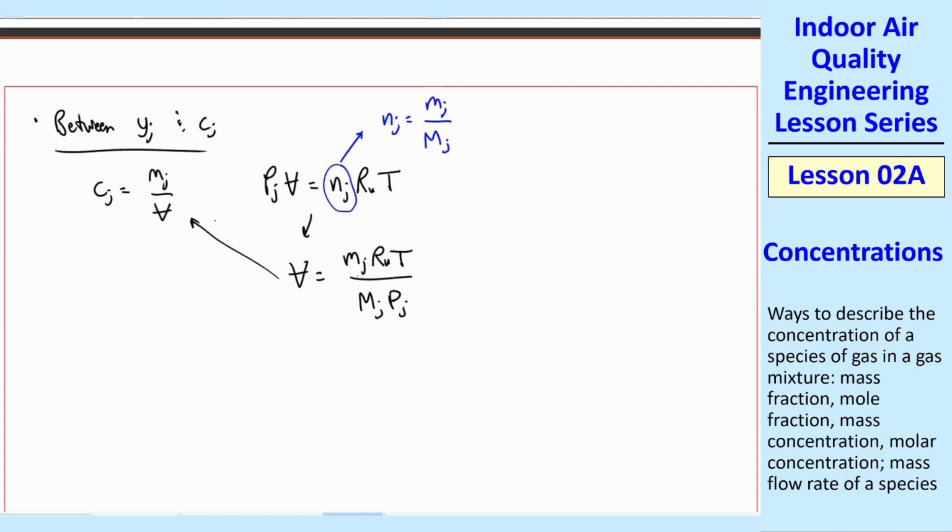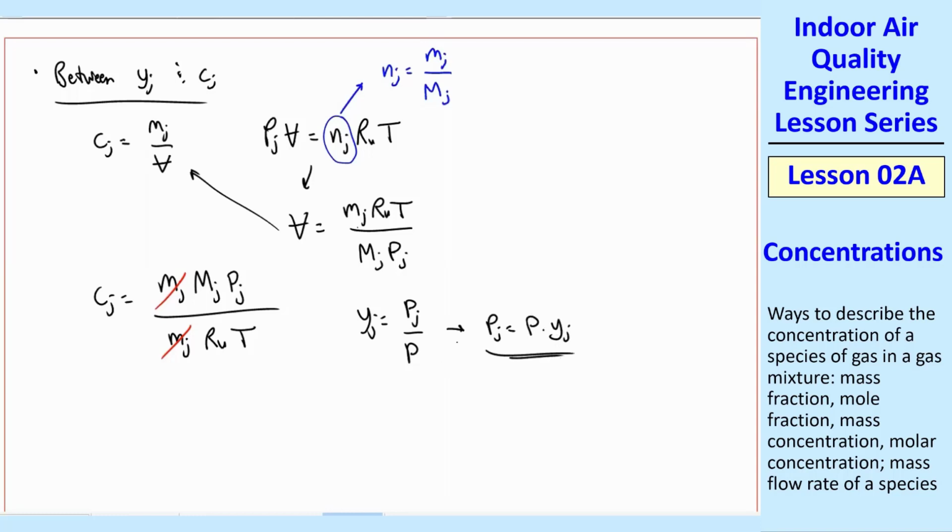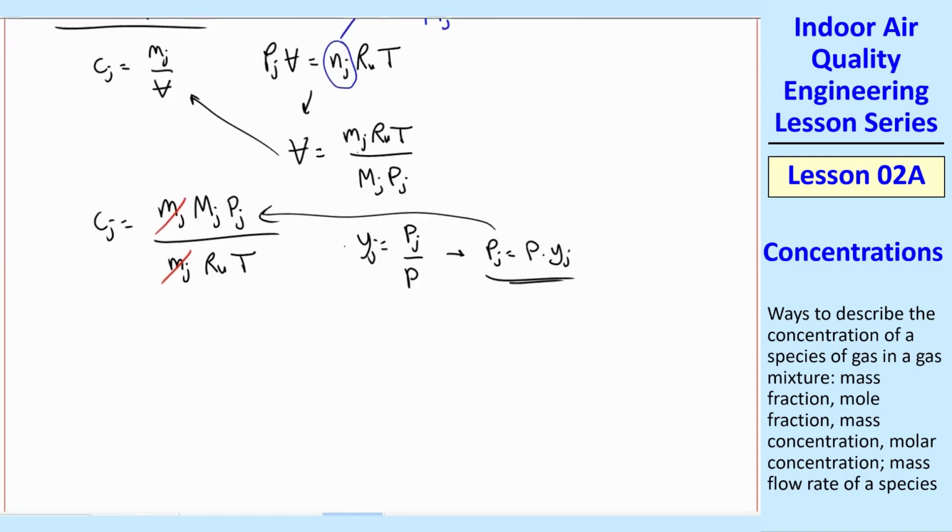Plug that into Cj, and we get this expression, but notice that mj's cancel. And now we're going to use what I told you to remember from the previous page, and that is Yj is equal to Pj over P. That was that equation that we put lots of stars around the other time. And so from that, Pj is P times Yj, and let's stick that into here. So finally, we get Cj is Yj, capital Mj, P over RU T.